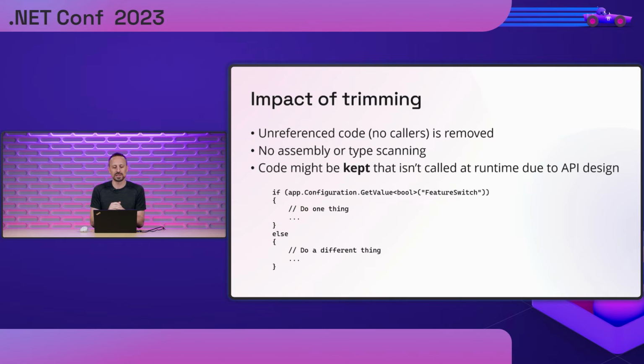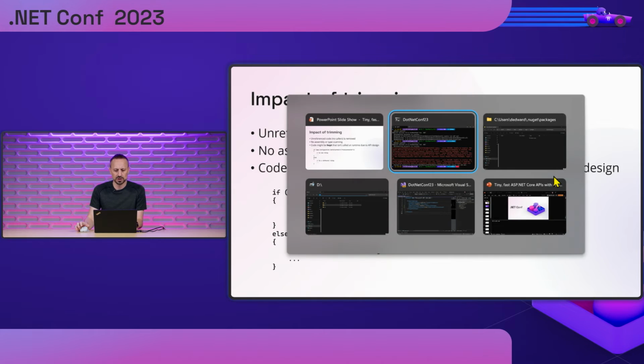And this type of thing was actually something that we had to deal with quite a lot when making ASP.NET Core itself native AOT compatible. We did have to do some API redesign in order to address some of these things. Let me show you some examples of that.